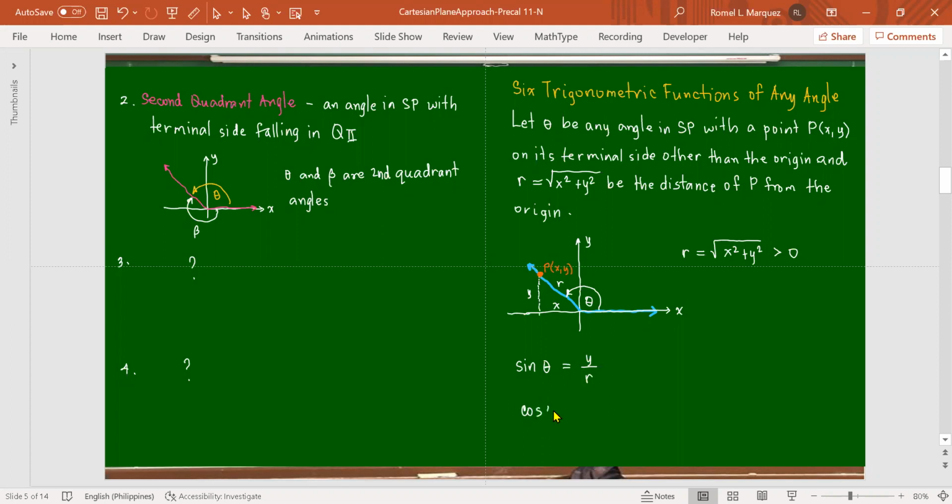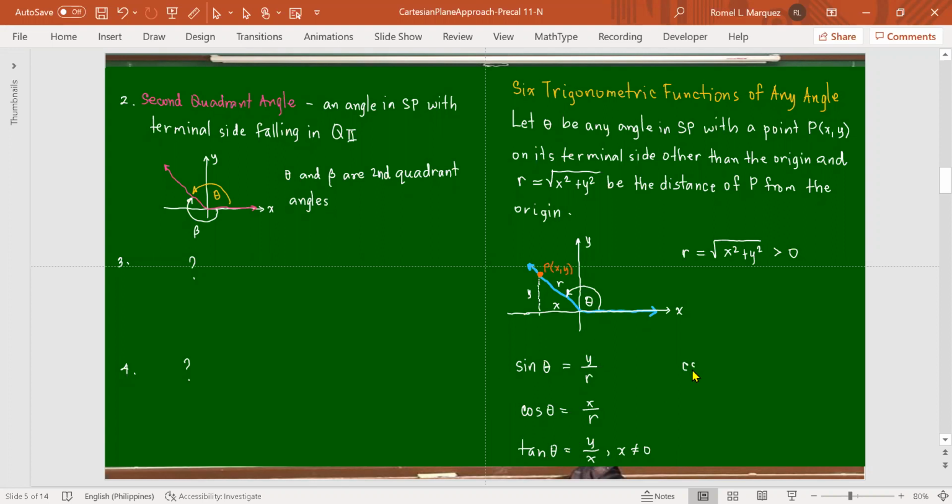What about cosine theta? X over r. Tangent theta, y over x. So these are to be memorized. What's the condition for x? Not 0. Meaning, if your terminal side is lying on the y-axis, tangent is undefined. So for any point on the y-axis, tangent is undefined.